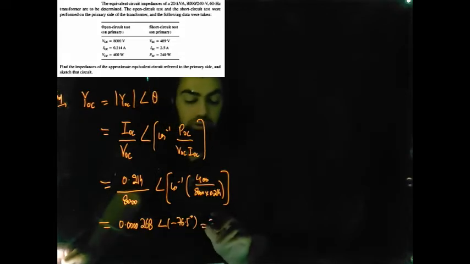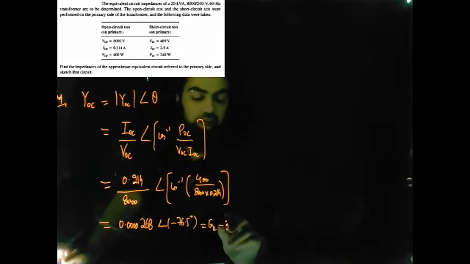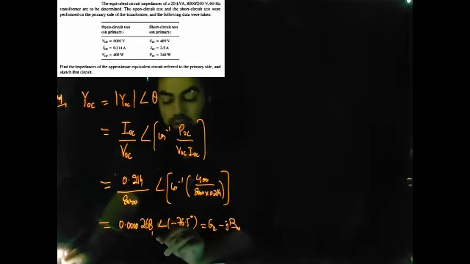POC is 400 watts, divided by 8000 into 0.214. So if you calculate this, it comes out to be equal to 0.0000268 angle minus 76.5 degrees. This is actually equal to GC minus jBM.